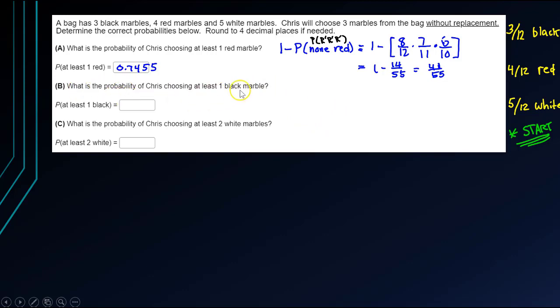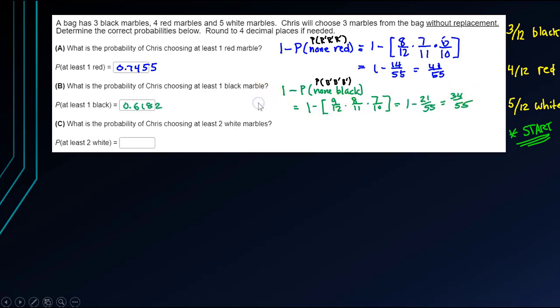The probability of choosing at least 1 black marble. That's 1 minus the probability that none are black. And 9 out of 12 are not black in the first draw. So I'm going to have 1 minus 9 out of 12, and then 8 out of 11, and then 7 out of 10, which gives me eventually a 34 out of 55 shot, which is 0.6182.